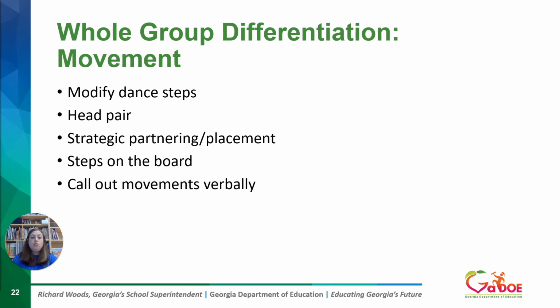For movement, you can modify dance steps for individual students. My example in the last segment was the do-si-do, where they are circling without turning their shoulders and partially walking backwards. So you can modify that dance step by just telling them to walk in a circle where they do get to turn their shoulders.